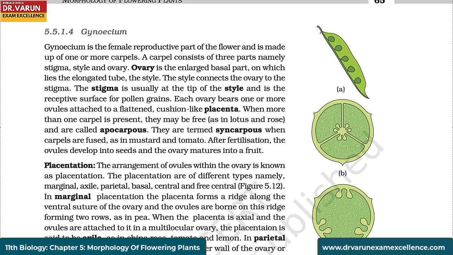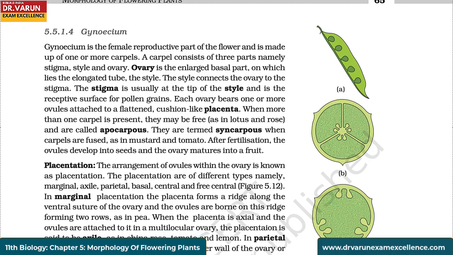Gynoecium. Gynoecium is the female reproductive part of the flower and is made up of 1 or more carpels. A carpel consists of 3 parts, namely stigma, style, and ovary. Ovary is the enlarged basal part on which lies the elongated tube, the style. The style connects the ovary to the stigma. The stigma is usually at the tip of the style and is the receptive surface for pollen grains. Each ovary bears 1 or more ovules attached to a flattened cushion-like placenta.